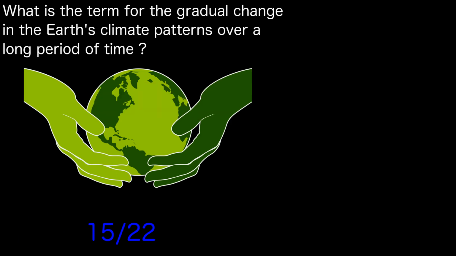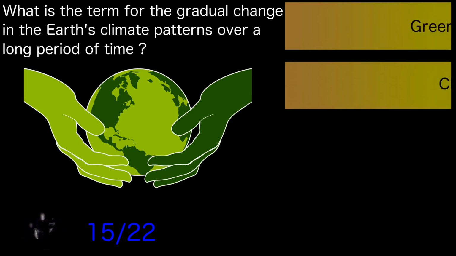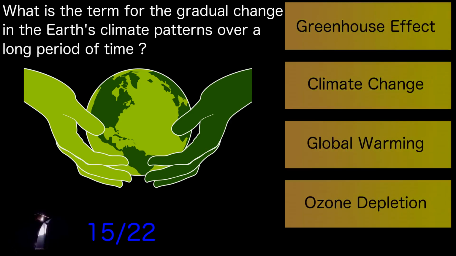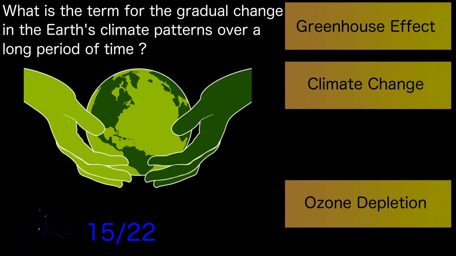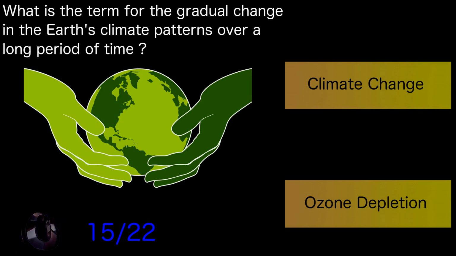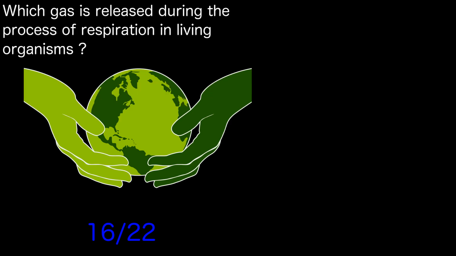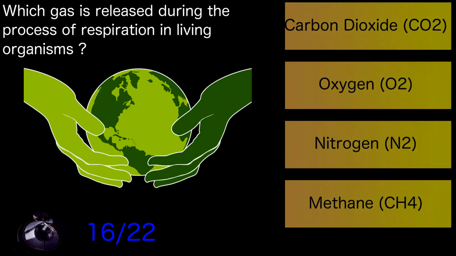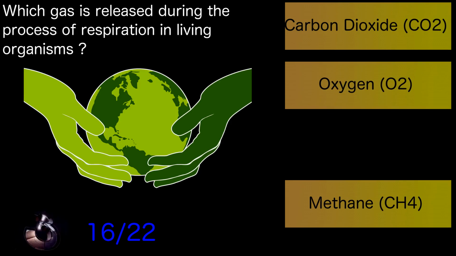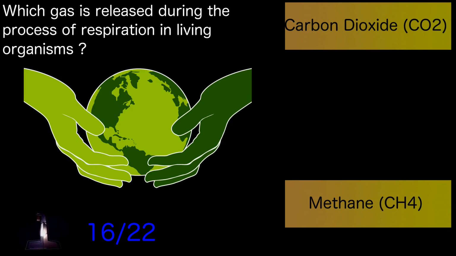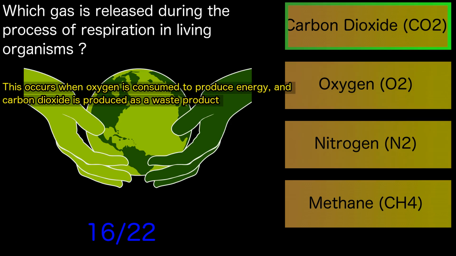What is the term for the gradual change in the Earth's climate patterns over a long period of time? Climate change. Which gas is released during the process of respiration in living organisms? Carbon dioxide.